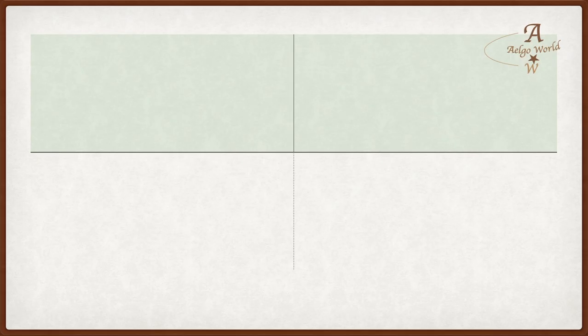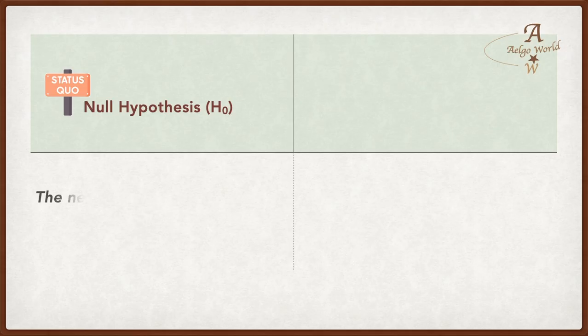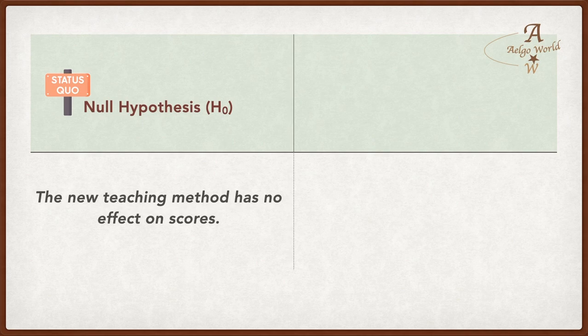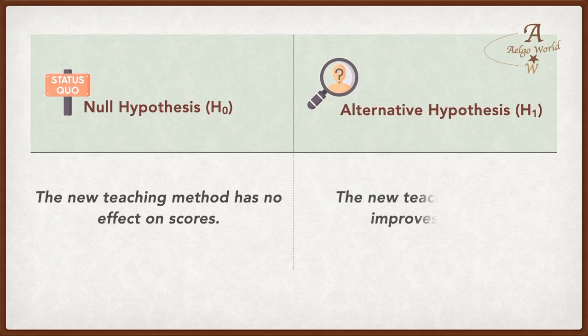You see, in any experiment like this, you're always weighing two competing ideas. The first one is called the null hypothesis. That's just the skeptical default idea. It basically says, nope, the new method does nothing. Any difference is just random noise. But on the other side, you have the alternative hypothesis. That's the exciting idea you're hoping is true, that the new teaching method actually works and improves scores. The p-value is what helps us choose between these two stories.